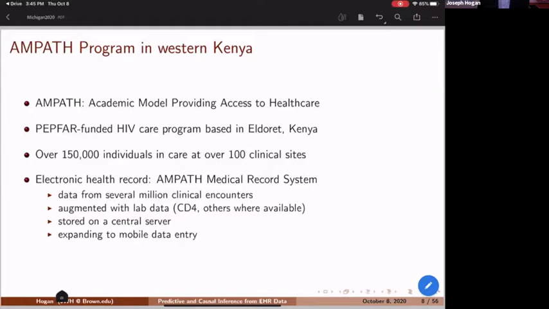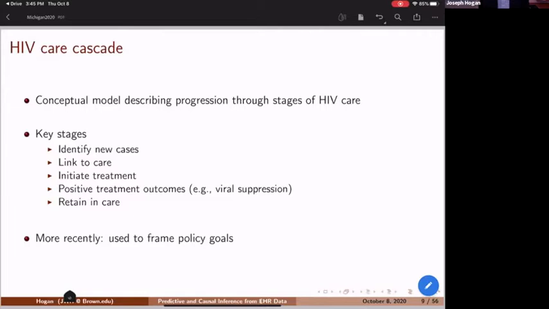So electronic health record data and data from large cohorts in HIV are often used to understand what's called the HIV care cascade. The care cascade is a conceptual model, and it can be used in a number of ways, but it's primarily designed to understand how well things are going in a care program or in a country or in a large population. The key stages in the care cascade are, first, to identify people with HIV in the population, link them to care, get them on antiviral therapy, and then keep them on antiviral therapy so that eventually the virus is suppressed.